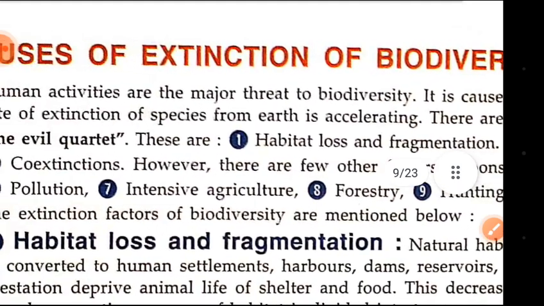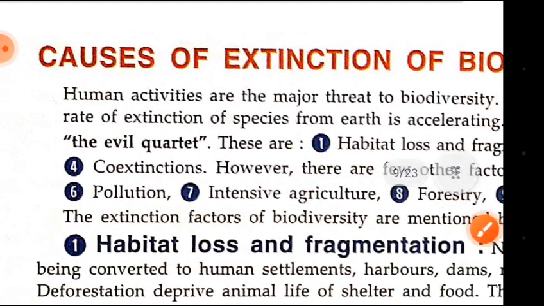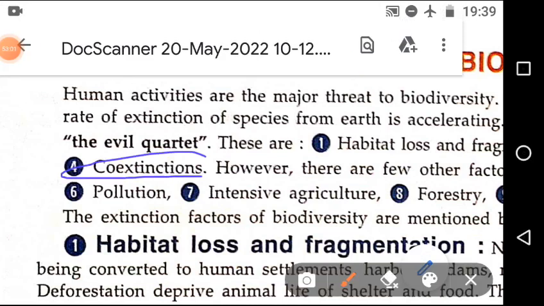Okay, then another cause is co-extinction. Co-extinction means, co means both. Extinction of one species leads to extinction of the other species as well. That is called co-extinction. Different examples are there, we will see them. Co-extinction is also a cause of biodiversity loss. There are also some other factors as well, like pollution. Pollution is also an important factor that causes loss of biodiversity.